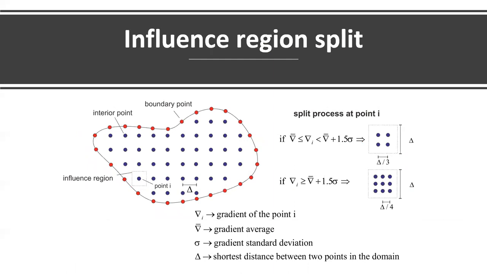Now, let me tell you how we obtain an adapted distribution. Each point has influence regions with length delta. The points are divided inside these regions as shown on the right. The region can have 9 points. This depends on the gradient. For instance, one point with gradient higher than the average plus 1.5 of standard deviation will receive 9 points.